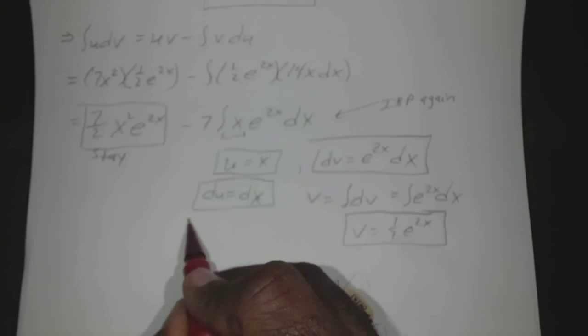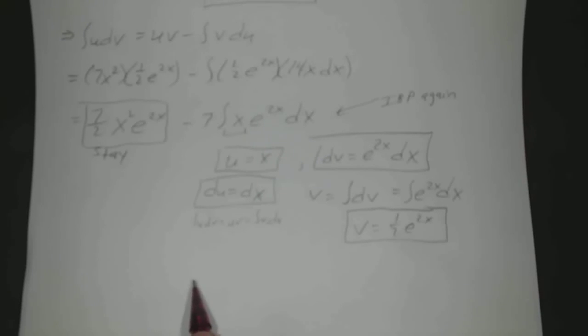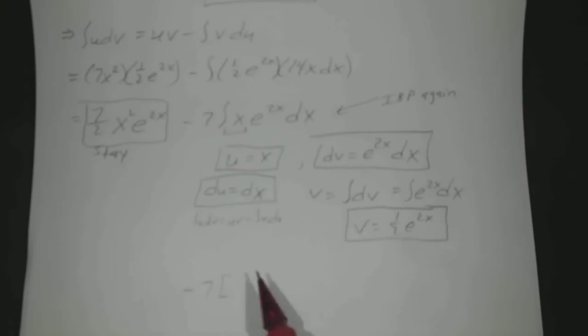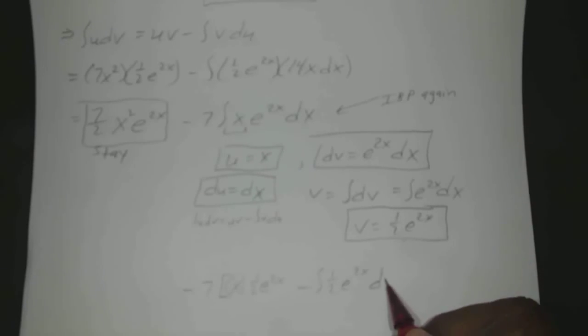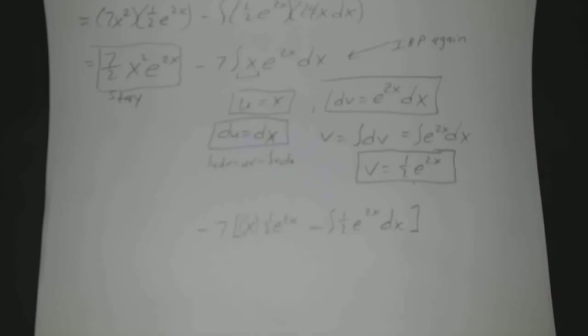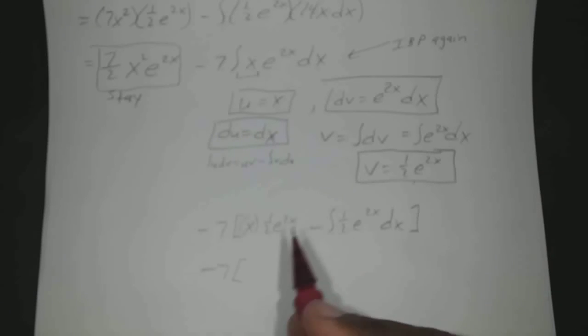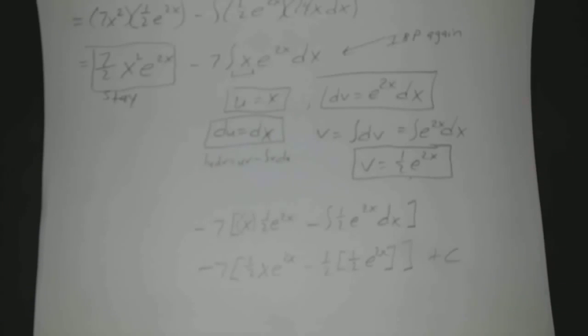Okay, so we plug it in just like we did before. Integral of u dv equals uv minus the integral of v du. So that's negative 7 times uv. So you have x, 1/2 e to the 2x, minus the integral of v, 1/2 e to the 2x, du, which is dx. Okay, so that becomes negative 7. And you can make that 1/2, just move the 1/2 out to the front, x e to the 2x minus 1/2. Integral of e to the 2x is 1/2 e to the 2x, plus c.